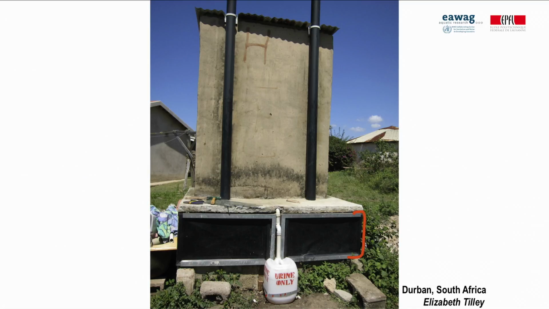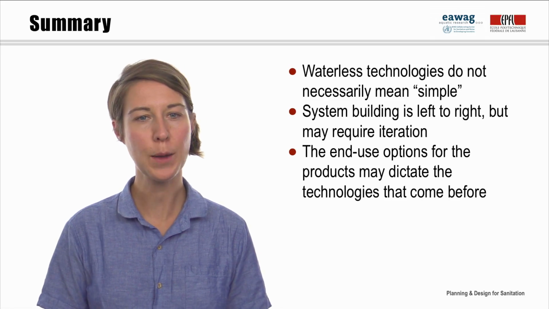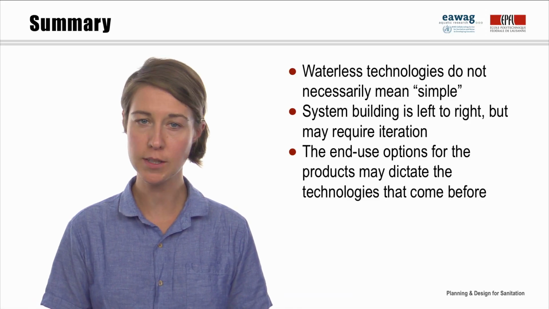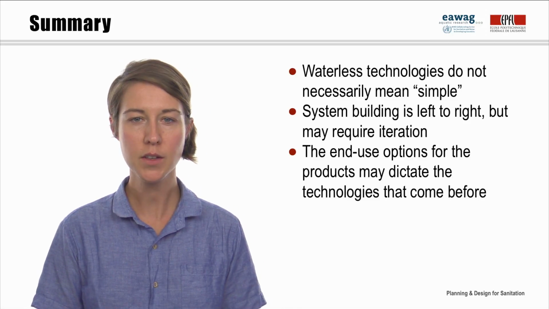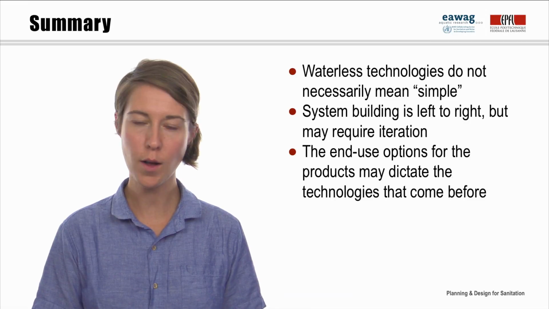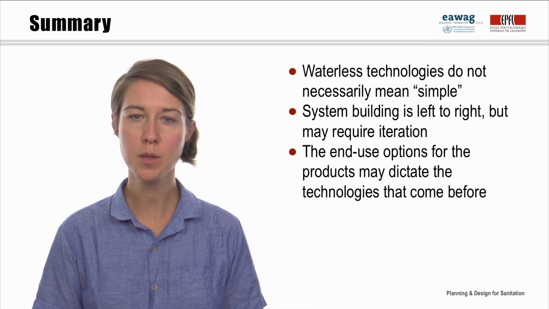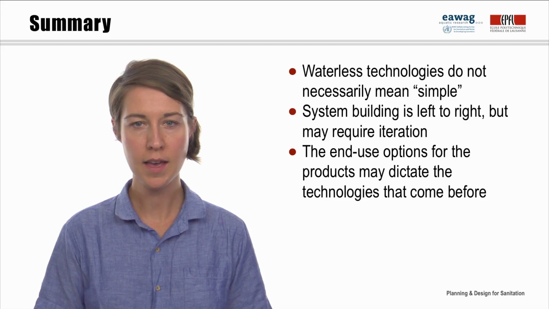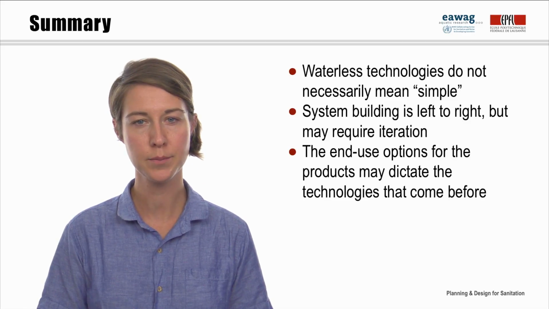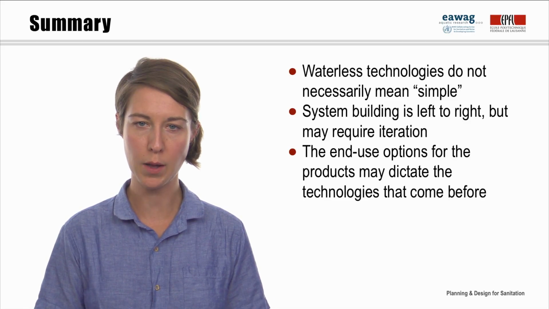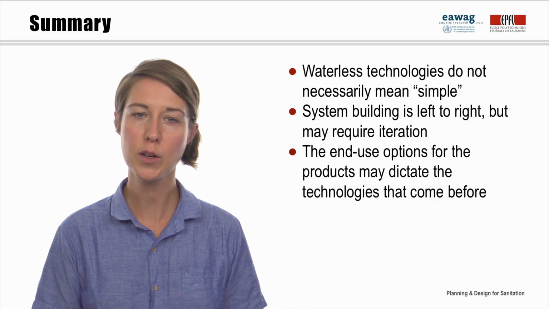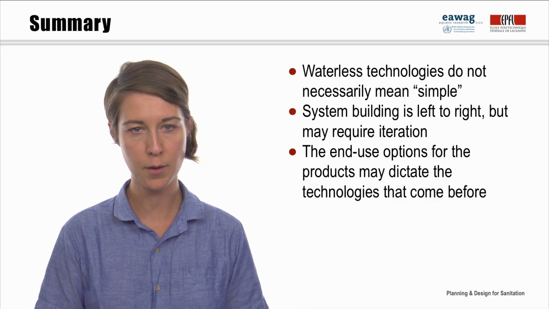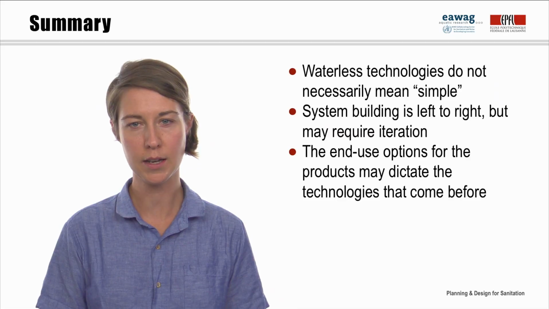This is one of the technology combinations that is possible on the system template that we just went through. So, in summary, waterless technologies, or technologies like pour flush toilets that do not require a lot of water, are not necessarily simple. And the systems built around waterless technologies can in fact become very complicated. System building is left to right, but may require iteration, especially when the needs and uses of the products that remain at the end of the system are taken into account.